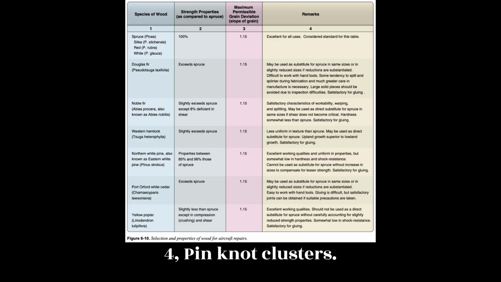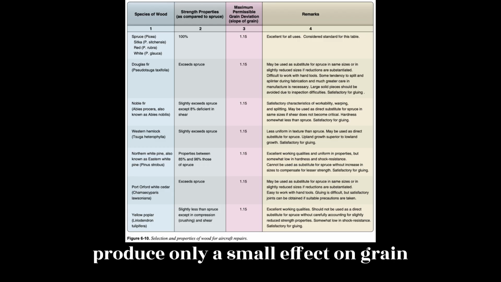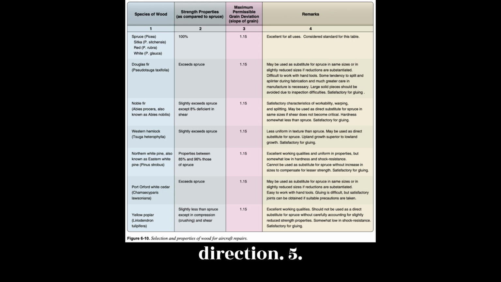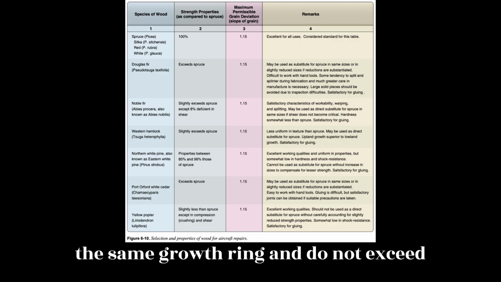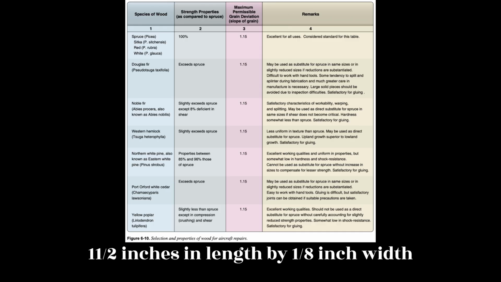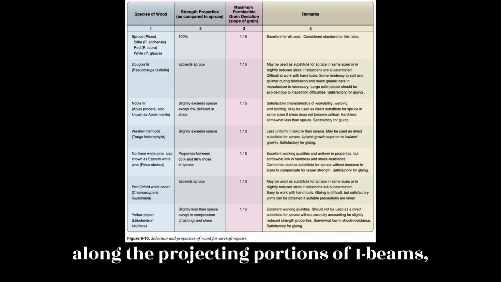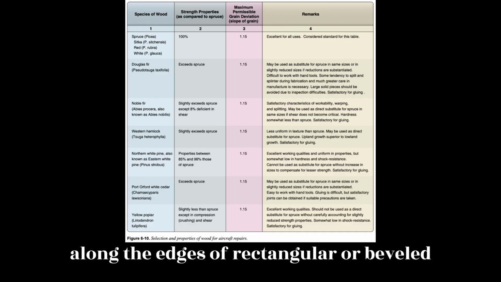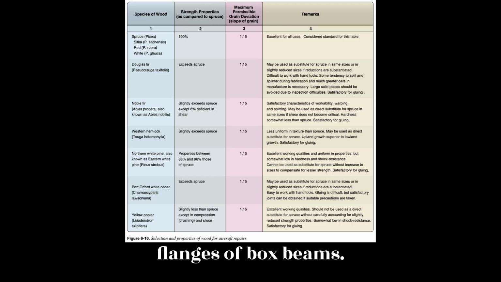4. Pin knot clusters. Small clusters are acceptable if they produce only a small effect on grain direction. 5. Pitch pockets. Acceptable in center portion of a beam if they are at least 14 inches apart when they lie in the same growth ring and do not exceed 1 1/2 inches in length by 1/8 inch width by 1/8 inch depth, and if they are not along the projecting portions of I-beams, along the edges of rectangular or beveled unrouted beams, or along the edges of the flanges of box beams.